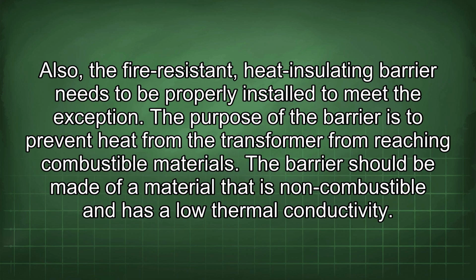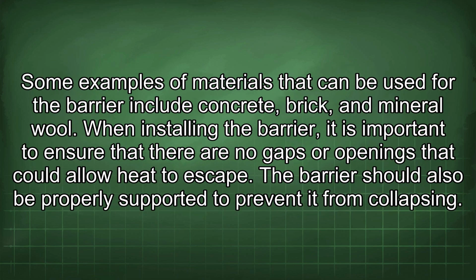Also, the fire-resistant heat-insulating barrier needs to be properly installed to meet the exception. The purpose of the barrier is to prevent heat from the transformer from reaching combustible materials. The barrier should be made of a material that is non-combustible and has a low thermal conductivity. Some examples of materials that can be used for the barrier include concrete, brick, and mineral wool.